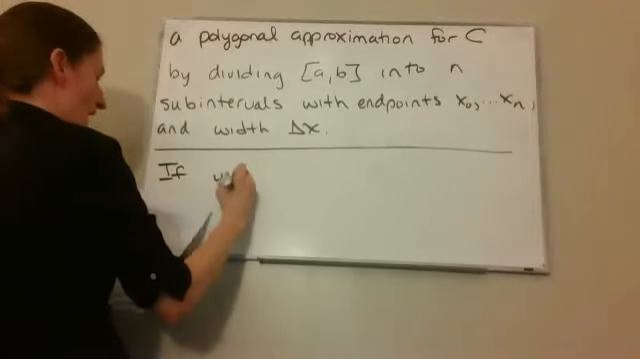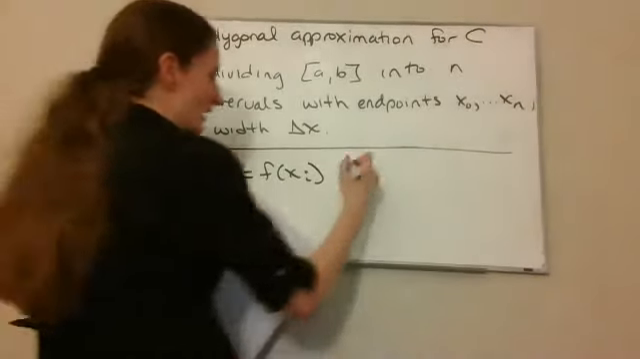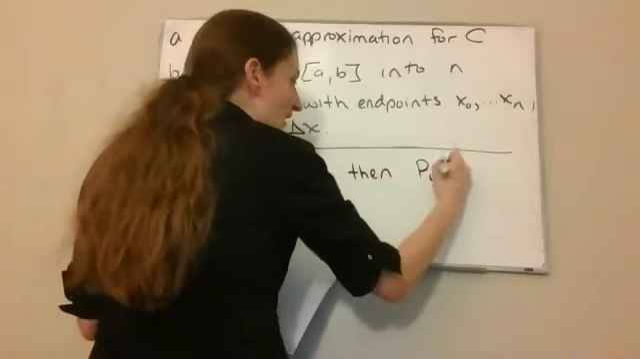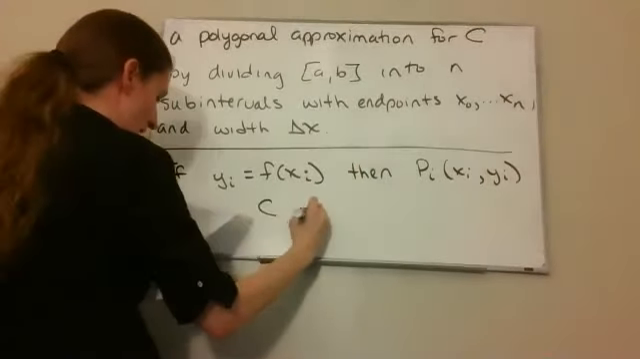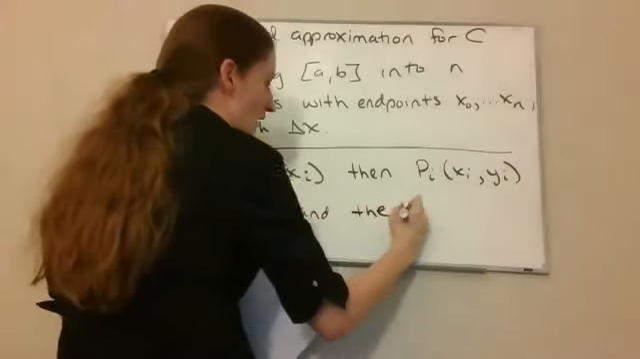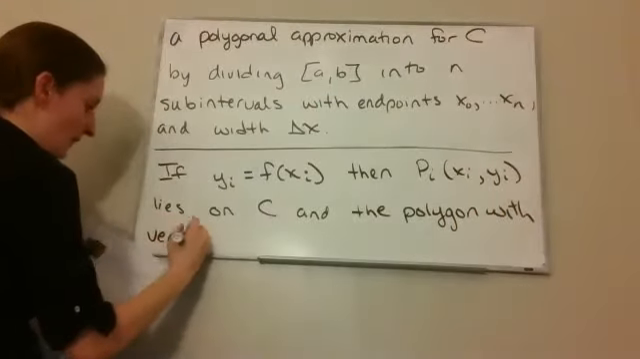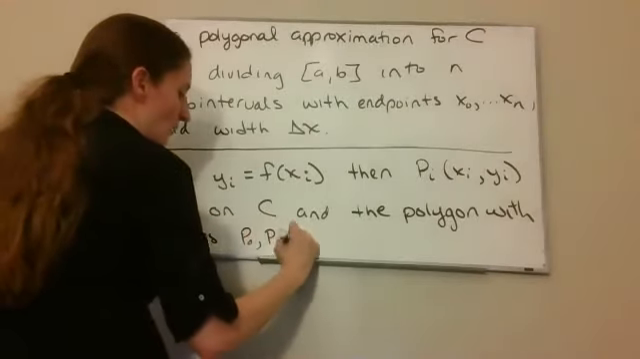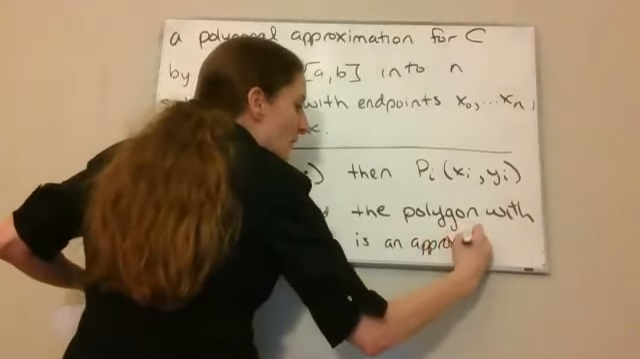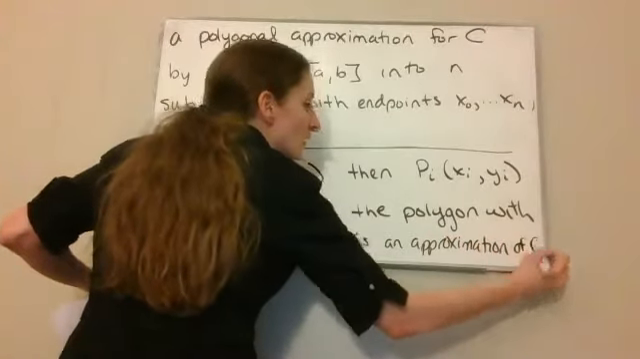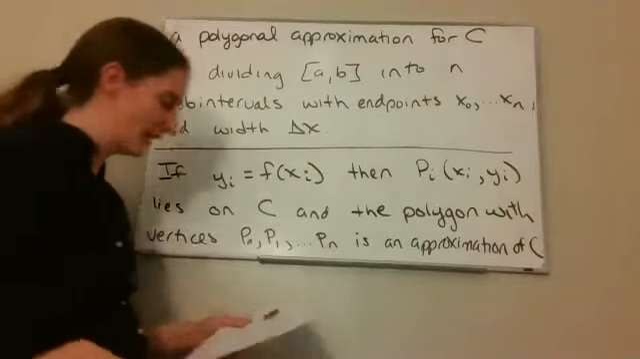So if yi is defined to be f of xi, our function evaluated at an endpoint, then the point Pi, which is xi, yi, lies on our curve C, and the polygon with vertices P0, P1 through Pn is an approximation of C. So we're approximating our curve using all these straight line segments, connecting all of these points Pi.